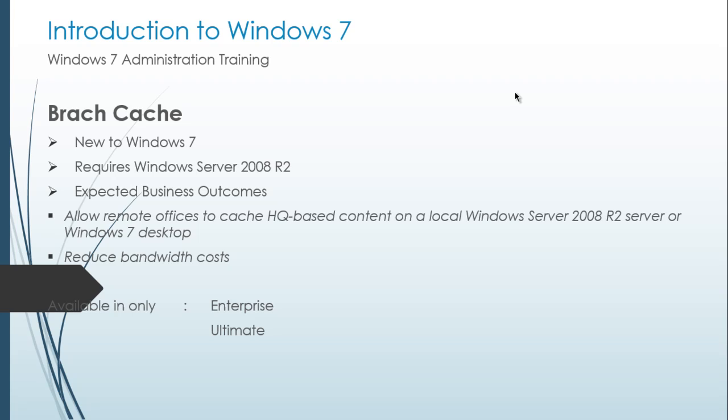So it allows remote offices to cache headquarters-based content on a local Windows server or a Windows 7 desktop, and as you can see, it reduces bandwidth cost. This feature is available only in the Enterprise and Ultimate editions of Windows 7.